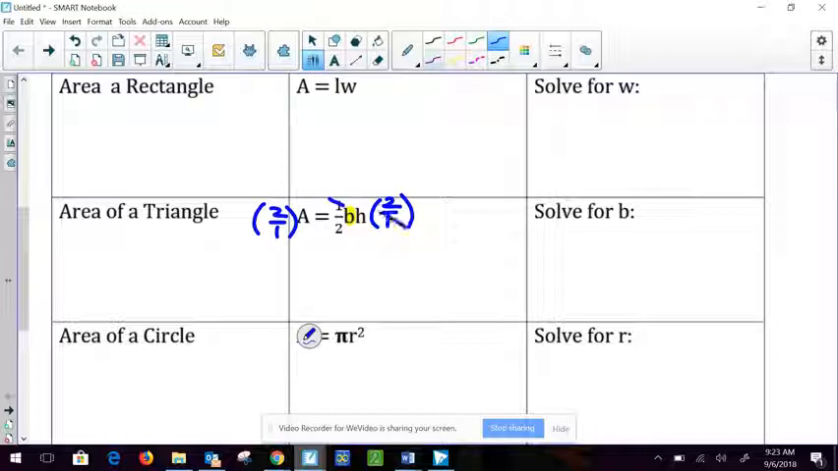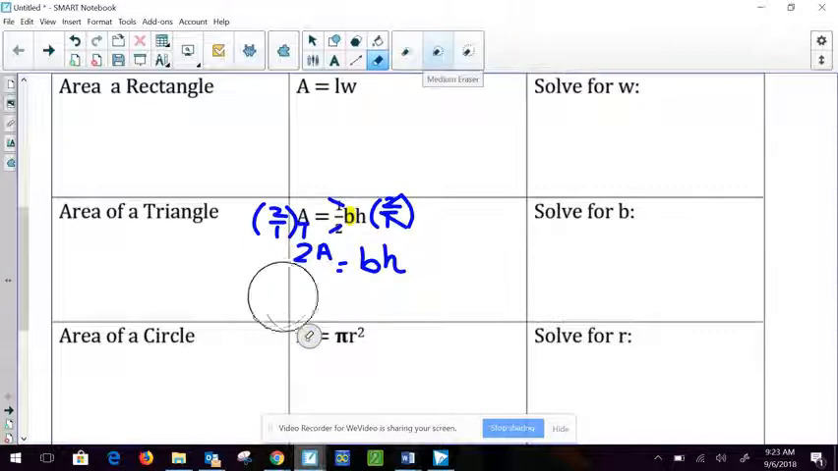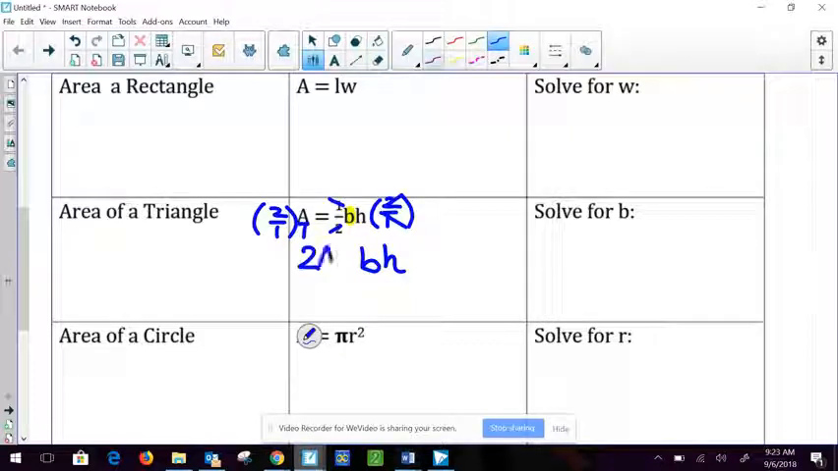By doing that, our 1's cancel and our 2's cancel. So on the left-hand side, we have 2 times a over 1 is equal to bh. Let's think about this for a minute. If it's over 1, do we really need to write that part? No, we don't. So we can just say 2a is equal to bh. So again, the first thing I did was take care of that fraction.